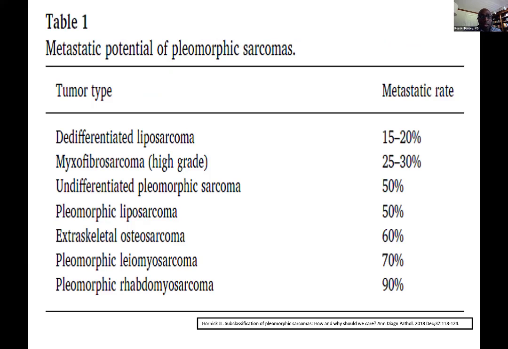Table one here shows the metastatic potential of a few selected pleomorphic sarcomas. As you can see at the bottom, pleomorphic rhabdomyosarcoma is characterized by a 90% recurrence rate as opposed to differentiated liposarcoma that has a 15 to 20% metastatic potential.